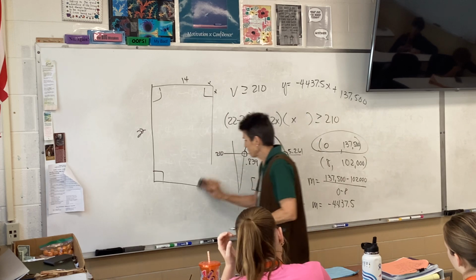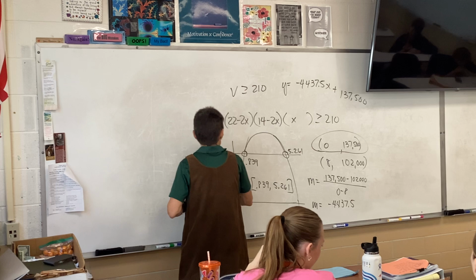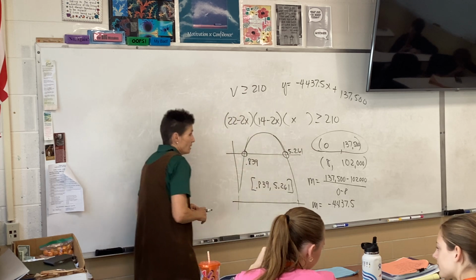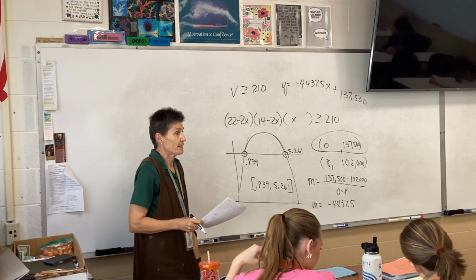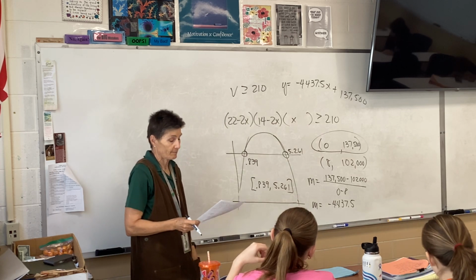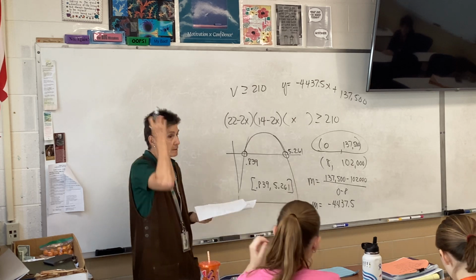Does it make sense that the slope is negative? Yes. Why? Because the value of the house is decreasing. So back in 2008, our change in value is negative. Our rate of change is negative. All right, good. Who else? What else do we got here?